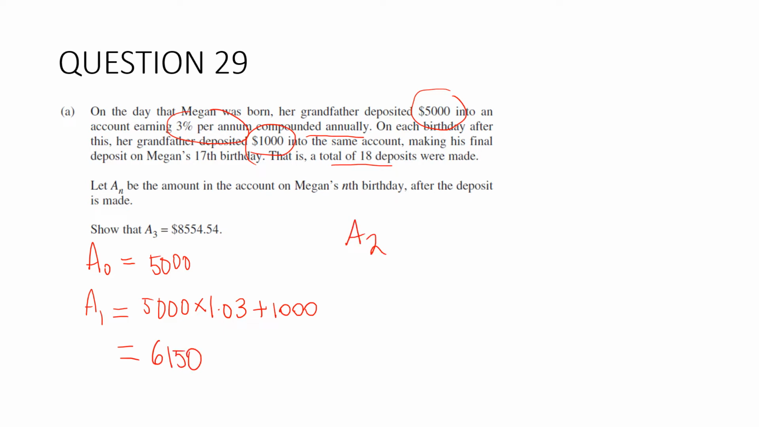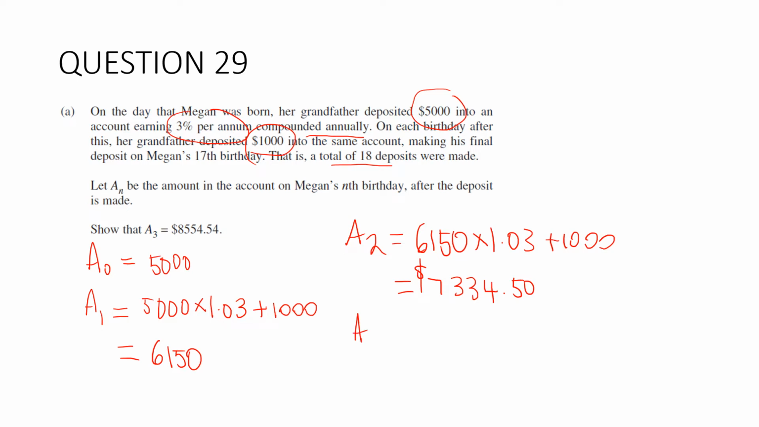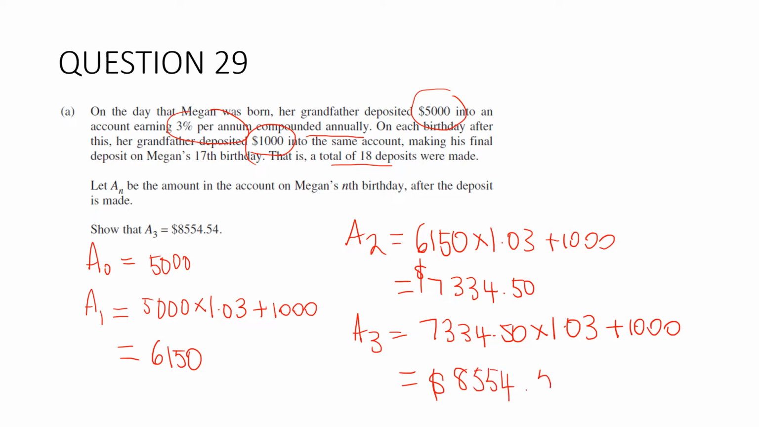A2, we're going to take A1, which is 6,150, give it some interest, and add on $1,000. Still got it in my calculator, so times 1.03 plus 1,000 is $7,334.50. And then finally A3, take A2, give it some interest, add on 1,000, and hopefully we get the answer we're looking for. So times 1.03 plus 1,000, yes we do, $8,554.54.